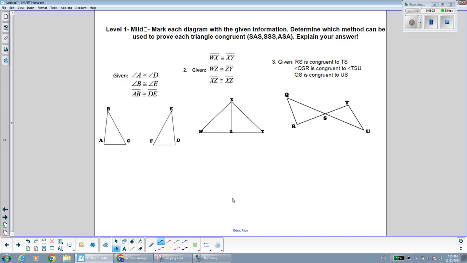What we're going to do here is mark each diagram with the given information, and determine which method proves each of the triangles congruent. Feel free to pause your video to try it yourself first.